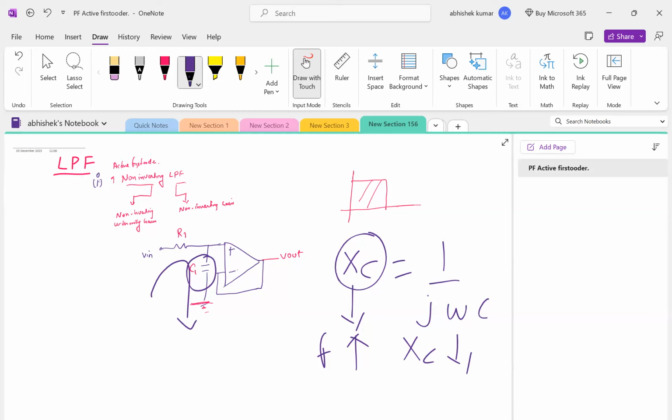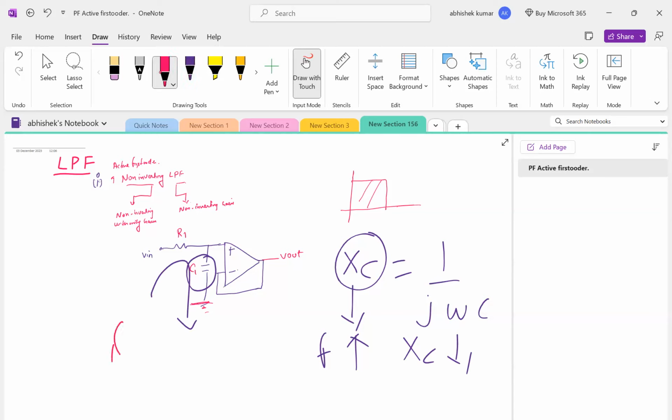Okay. So that's why it is blocking the high frequencies. But for low frequency, what will happen? For low frequency, this reactance Xc value will be quite high. It means that this capacitor will act like just an open circuit. So all of the input will pass to the output. This is basically your low pass filter working.